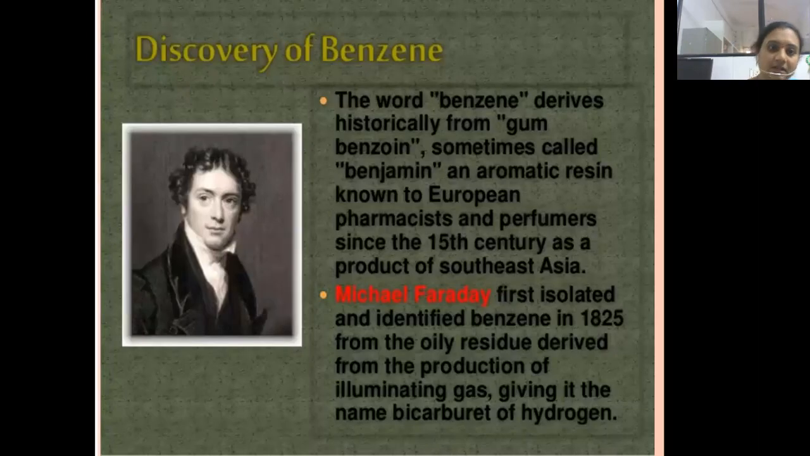Then in 1865, August Kekulé derived the structure of benzene. Before that, in 1834, Eilhard Mitscherlich synthesized benzene. Afterwards, August Kekulé derived the structure of benzene. So this is the small introduction of benzene.